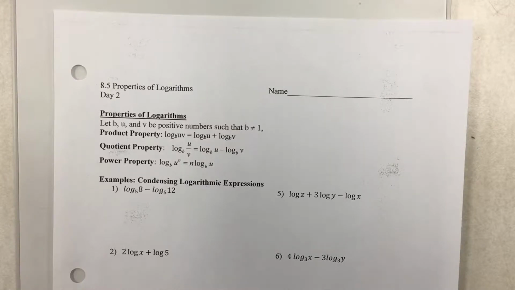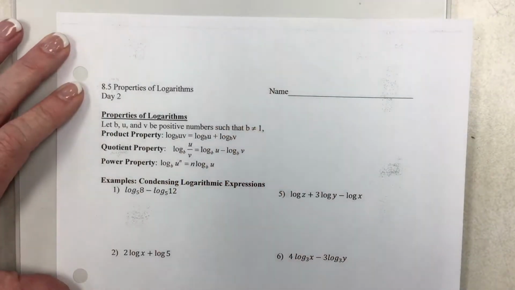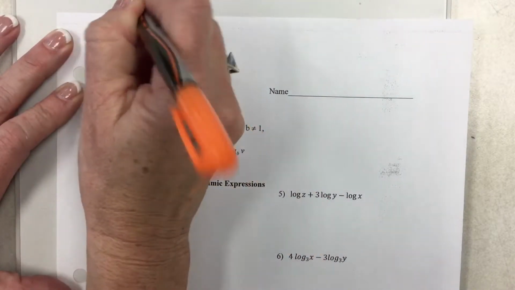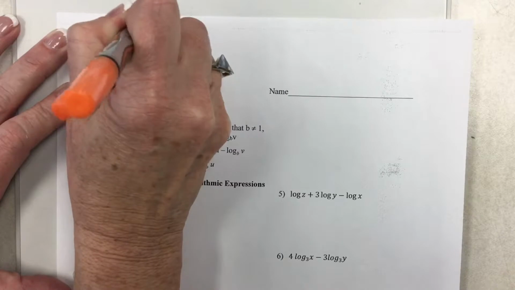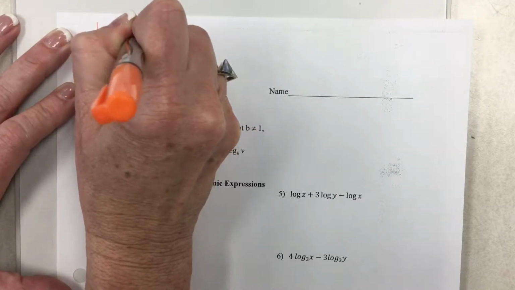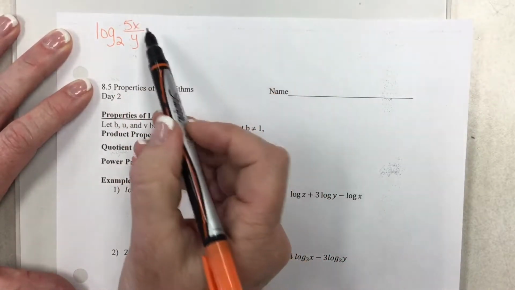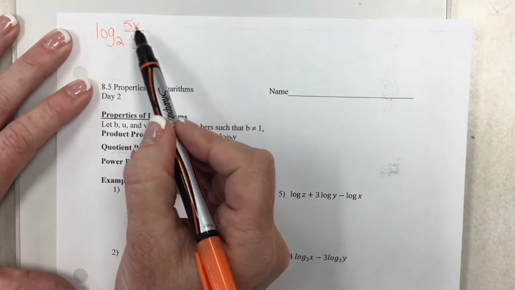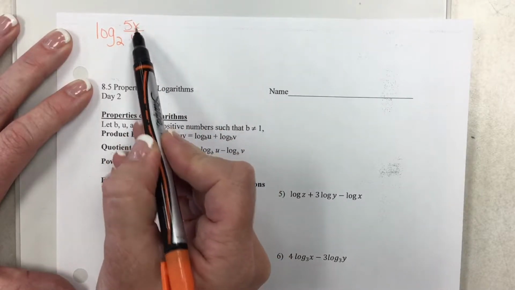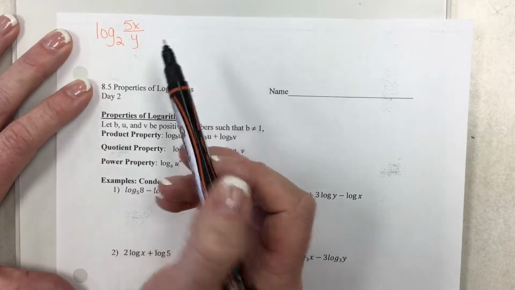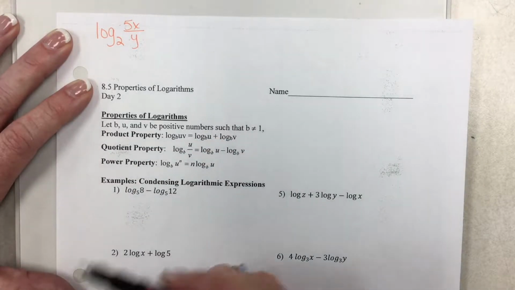And so for instance, this is what we did Friday, if we have log base 2 of, let's say, 5x divided by y. Log base 2 of 5x divided by y. We asked, how many factors do we have in this function? And we said 1, 2, we said 3. So therefore, how many logs am I going to end up with after I expand this? You guys said 3. That's perfect.